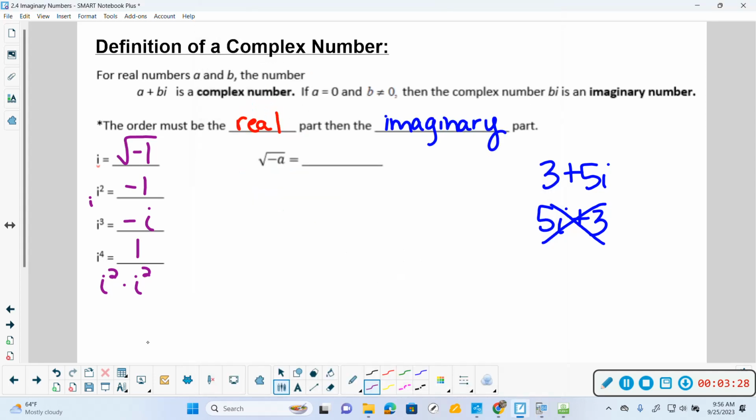Did we know where the i button was on the calculator? I hope, I pray, I hope. Use that to help the cause.